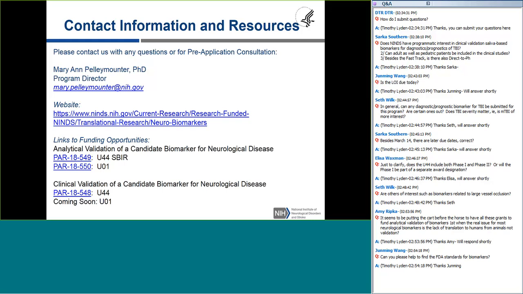Looks like another question just came up. Can this mechanism be used to validate a rapid biomarker test on a disposable device? And as far as I know, the answer would be yes.